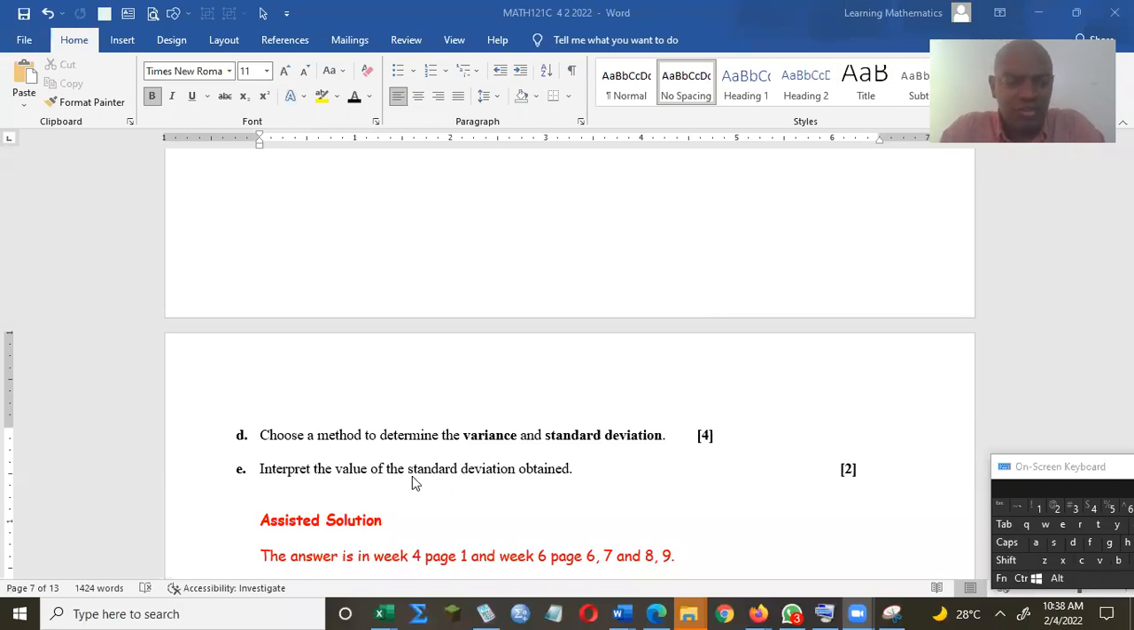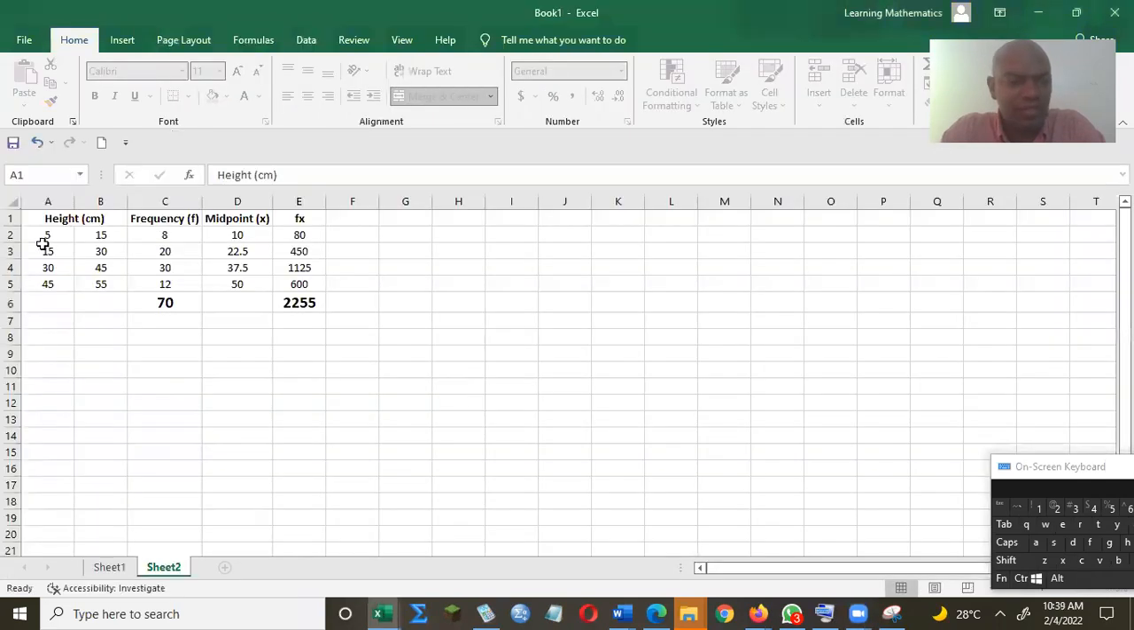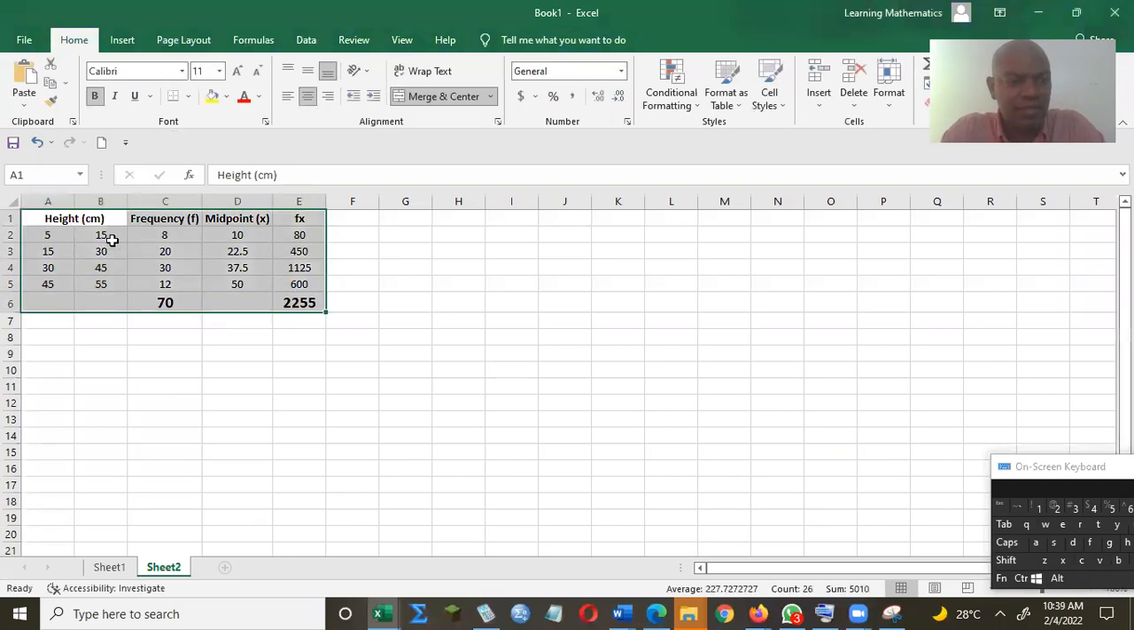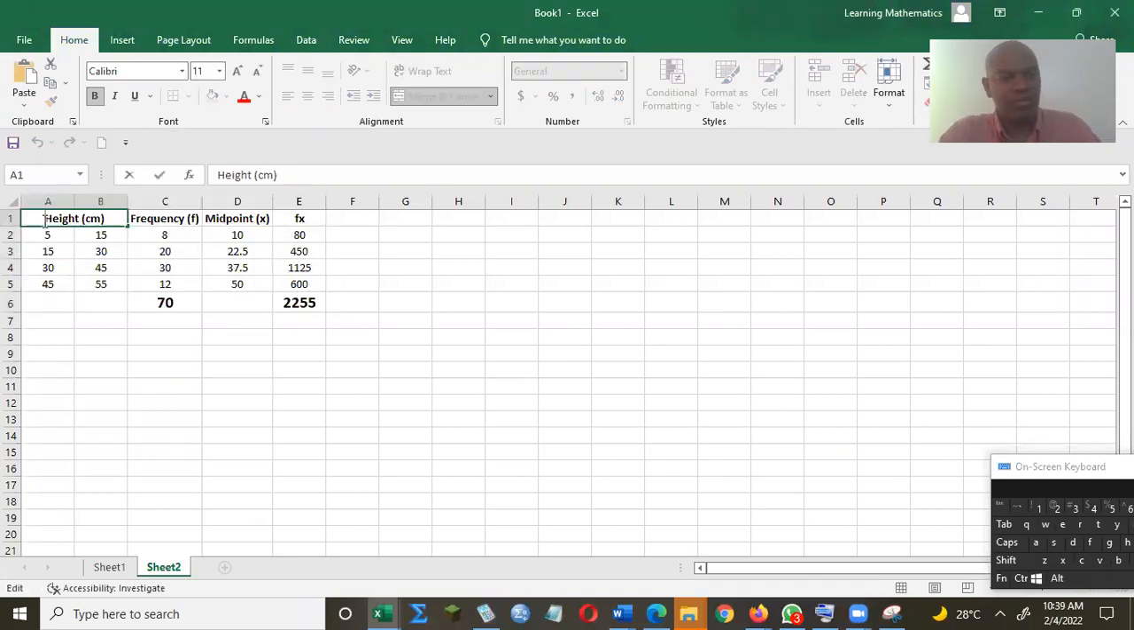Now, part of this is to choose a method to determine the variance and standard deviation for the data set. All right, the data set, we have already transferred it to Excel. Here it is, the height and the frequency. So these are values that are already grouped, okay, in terms of intervals.